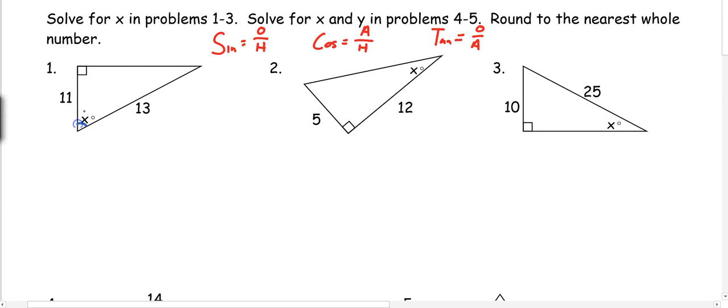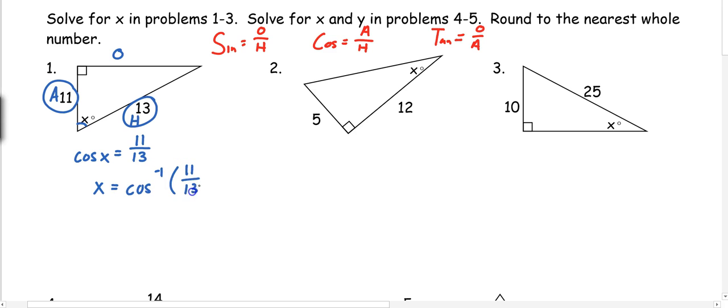So in this case, x is my reference angle. I have my opposite side across from that angle, my hypotenuse across from the right angle, and the adjacent side next to the angle. Looking at this triangle, I have numbers for side lengths on the adjacent and hypotenuse, which means I'm going to use cosine. So the cosine of x is equal to 11 over 13. In order to solve for x, we need to use the cosine inverse. So x equals the cosine inverse of 11 over 13.